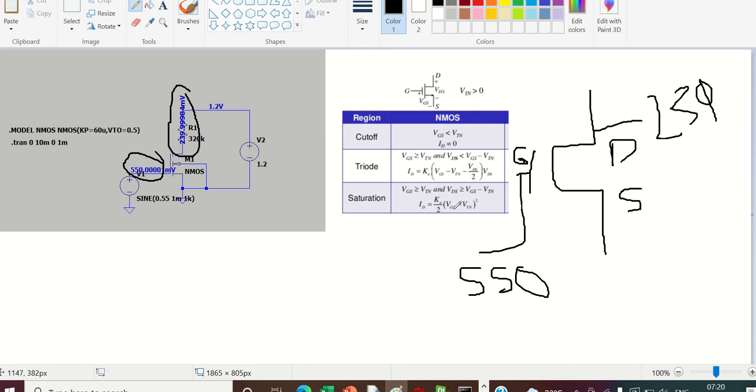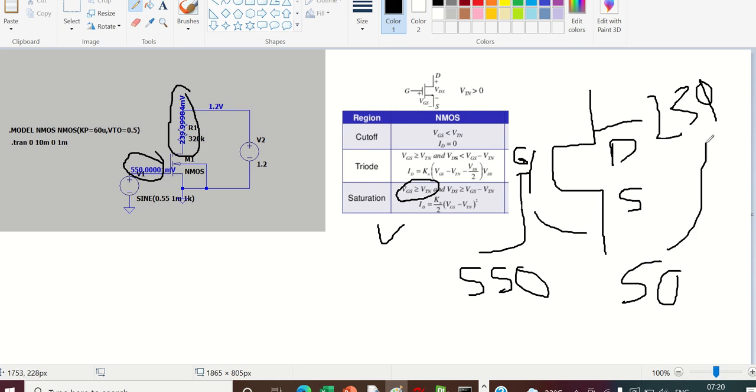We want to see whether my device is in saturation or not. The first condition of saturation is VGS should be greater than VT. So this is VGS, and our VT is 0.5. So the first condition is met. Second condition: VDS should be greater than VGS minus VT. What is VGS minus VT? VGS is 550, VT is 500, so 50 millivolt is VGS minus VT.